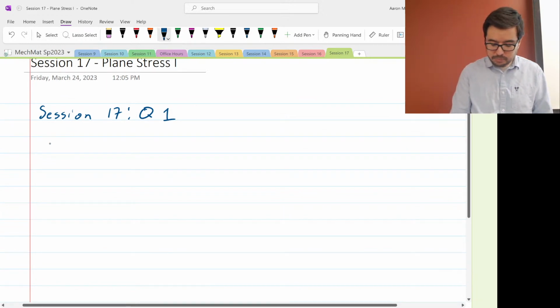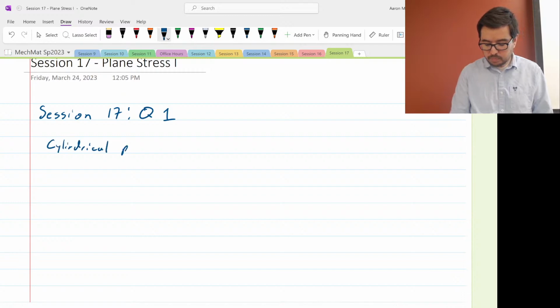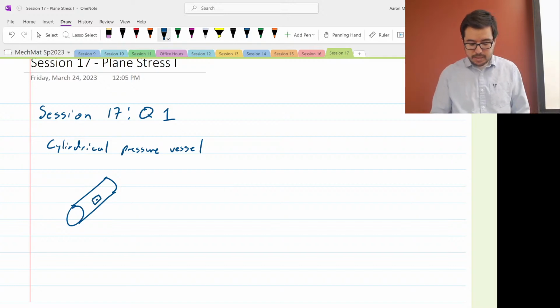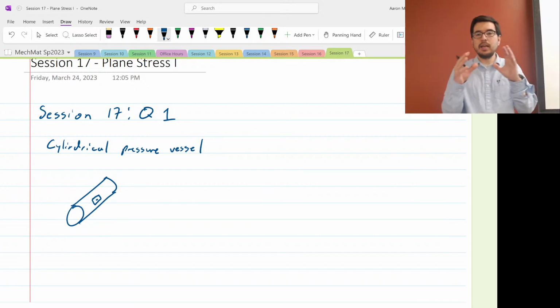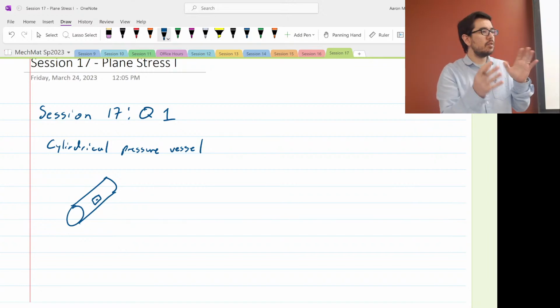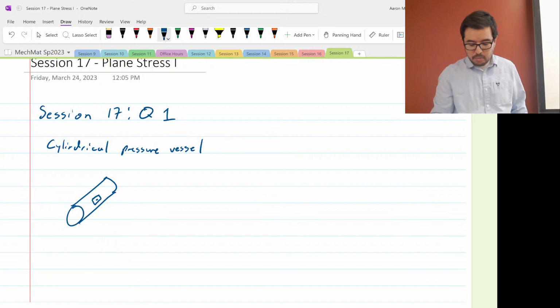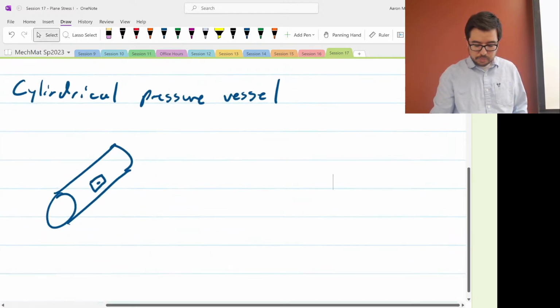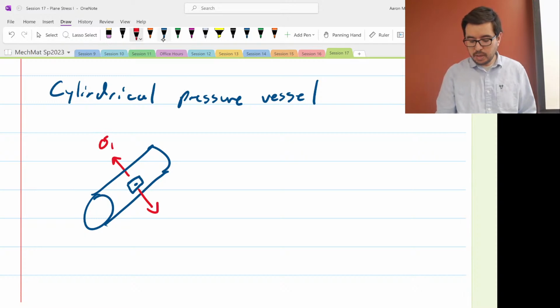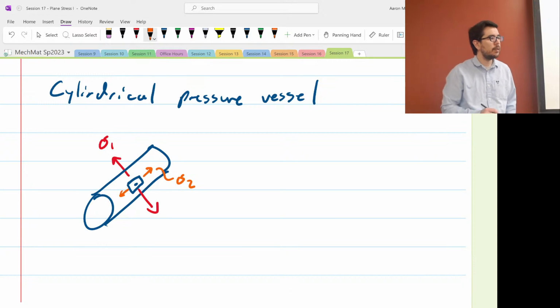We have a cylindrical pressure vessel, and maybe it looks something like this. And we've got an element there. It doesn't really matter where I pick this element. If it's on the caps, that would be awkward, but as long as it's on the cylindrical skin, it doesn't really matter. And we know that we have hoop stress in that direction, which we often call sigma 1, and we have a longitudinal stress, that's sigma 2.